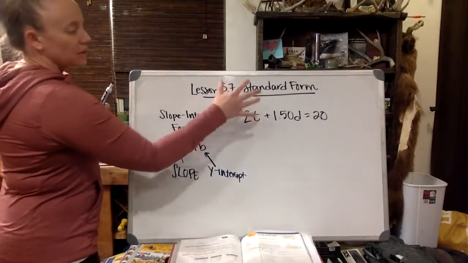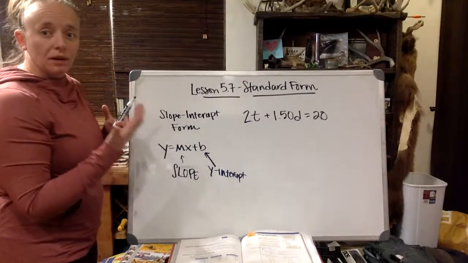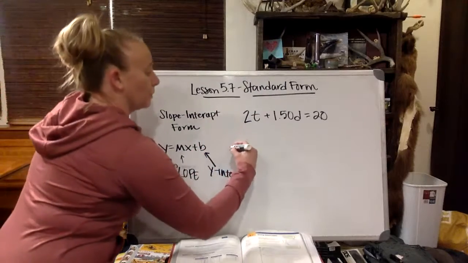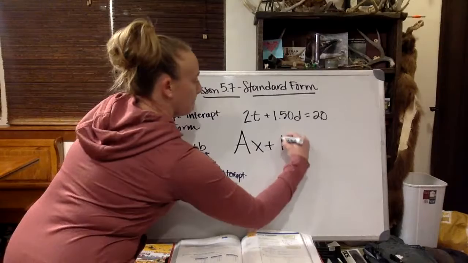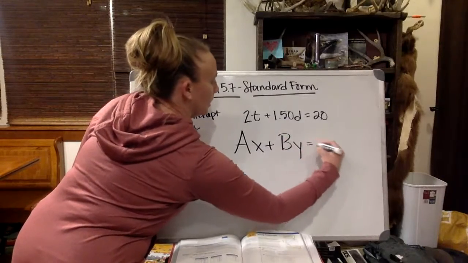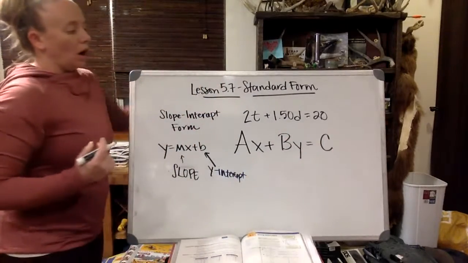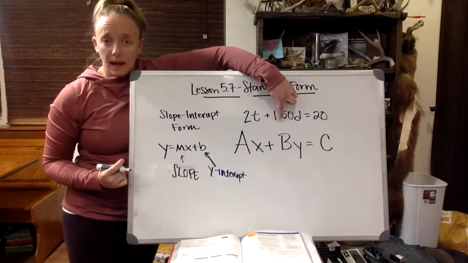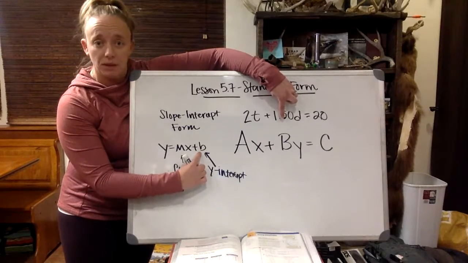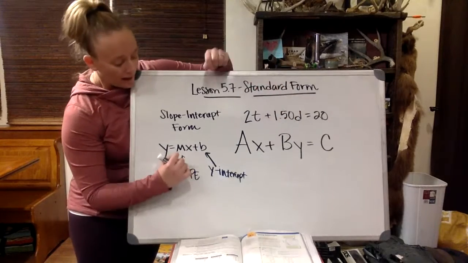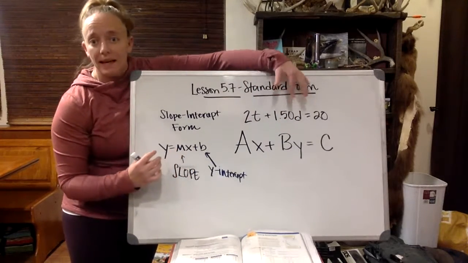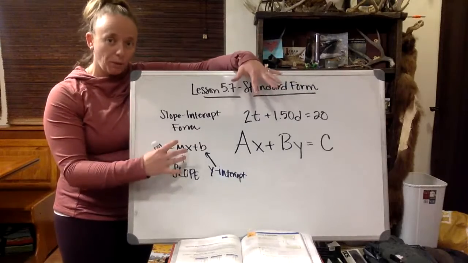So this format right here is what's called standard form. Standard form looks like this. AX plus BY equals C. This B, notice, it's capitalized. It's different than this B. This B right here is not my y-intercept. As well, I do not see an m in here, so we're not talking about slope anywhere.